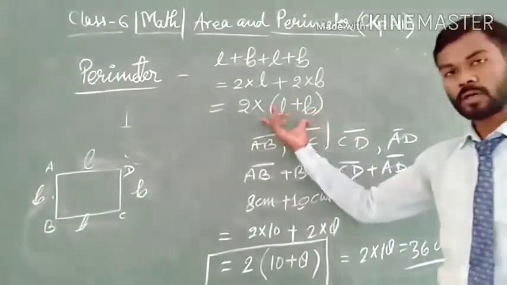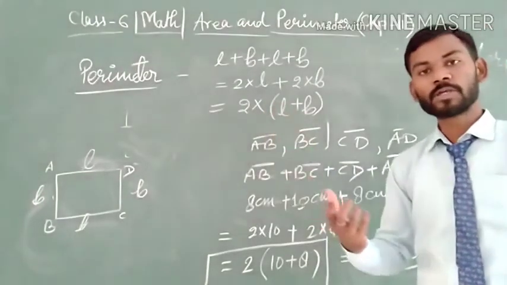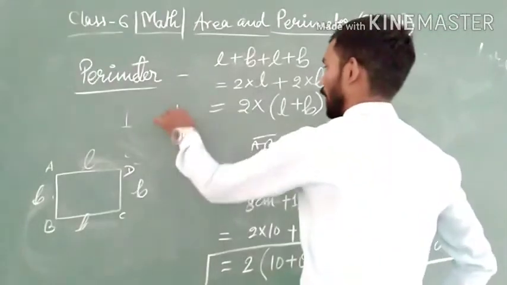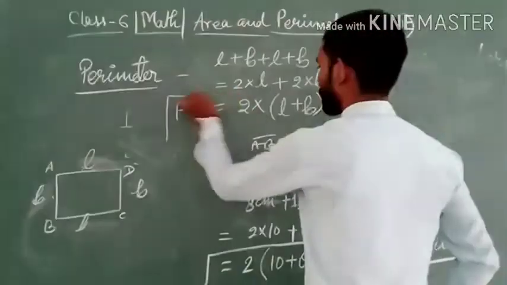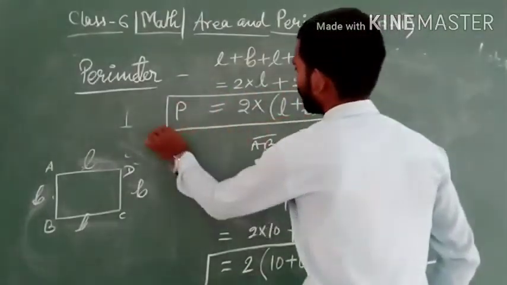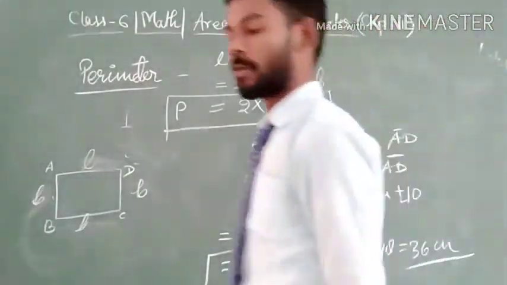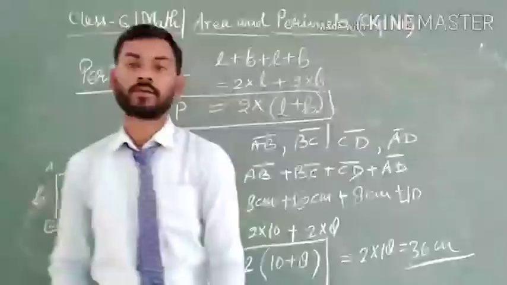So this formula will give us the value of the perimeter, and here the perimeter is represented by P, and this is the required formula of the perimeter of a rectangle.